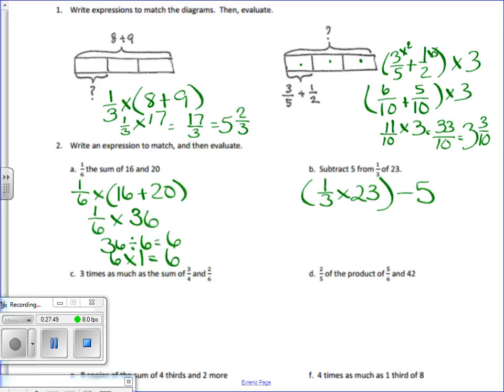Plus, 1/3 of 23, I believe, would be bigger than 5. So you wouldn't be able to subtract it from 5. So 1/3 of 23. So 3. 7. And 2/3. 2 2/3.